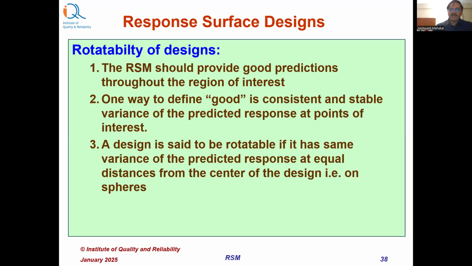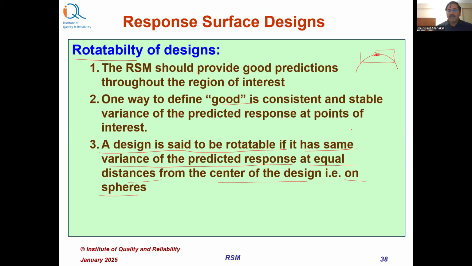There is a term known as rotatability of design. What does this mean? RSM should provide good predictions throughout the region of interest. Region of interest means wherein the optimum points are available. Here, the predictability should be very high. One way to define good is consistent and stable variance of the predicted response at the point. So a design is said to be rotatable if it has the same variance of the predicted response at equal distance from the center of the design, on the spheres.